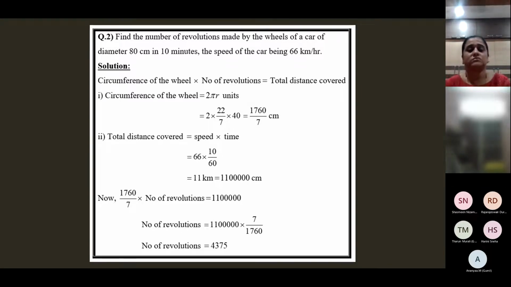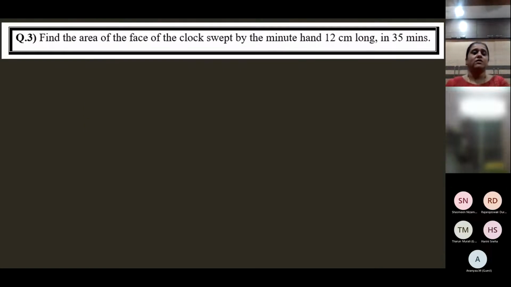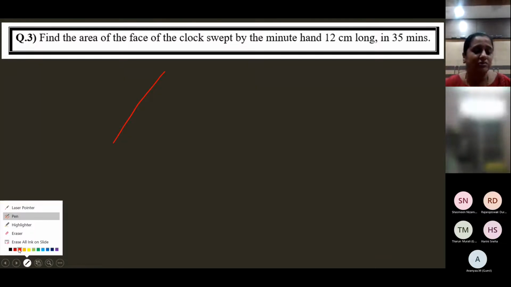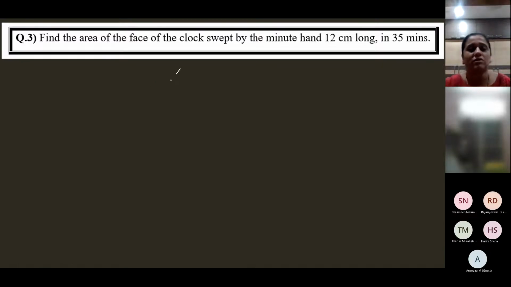Find the area of the face of the clock swept by the minute hand, 12 centimeters long, in 35 minutes. Okay, so now the clock may be of any shape. The clock may be of any shape. So say you have a triangular clock in your house. The clock is triangular, okay? The clock in your house is triangular.